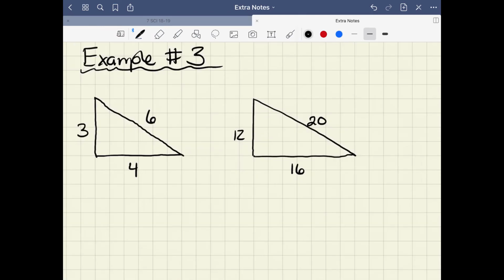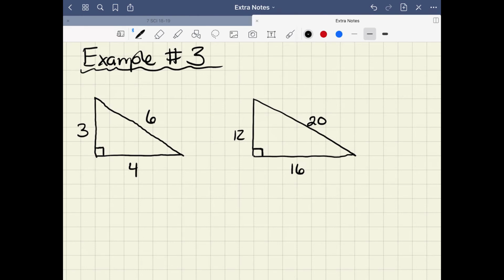All right, students, the last example for this particular lesson is going to be using the Pythagorean theorem to figure out whether or not a triangle is indeed a right triangle. So the Pythagorean theorem tells us the relationship between the three sides of a right triangle. If the Pythagorean theorem works, then you're actually dealing with a right triangle. If you plug all the numbers in and it doesn't work, then the triangle is not a right triangle, and those are not the proper measurements.